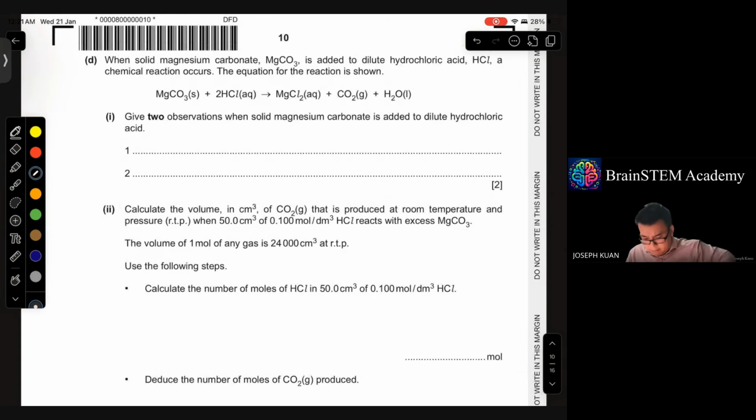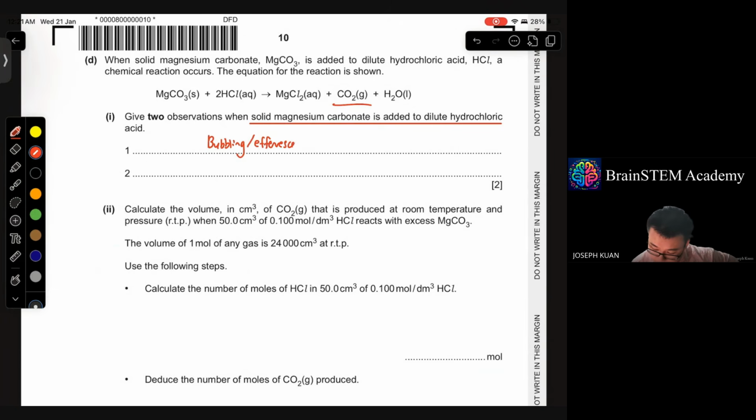Okay, next, when magnesium carbonate is added to dilute hydrochloric acid, a chemical reaction occurs, and the equation for the reaction is shown below. Give 2 observations when magnesium carbonate is added to dilute hydrochloric acid. Okay, so when you add this, you will see bubbling because carbon dioxide is formed. You can also use the word effervescence. And number 2, we see the solid disappears, because magnesium carbonate is dissolving into the solution.